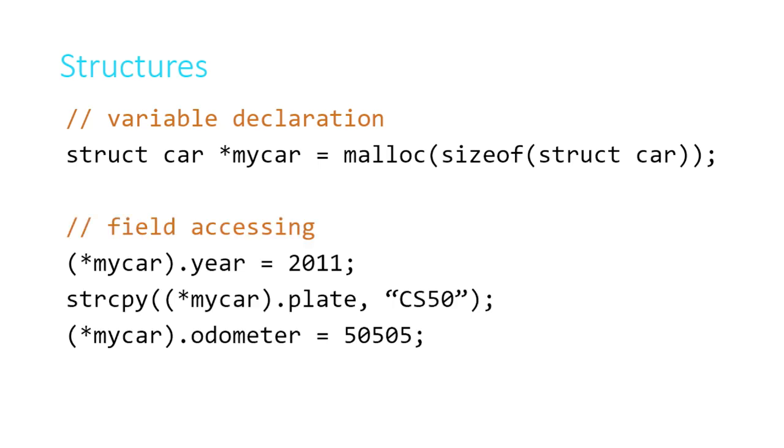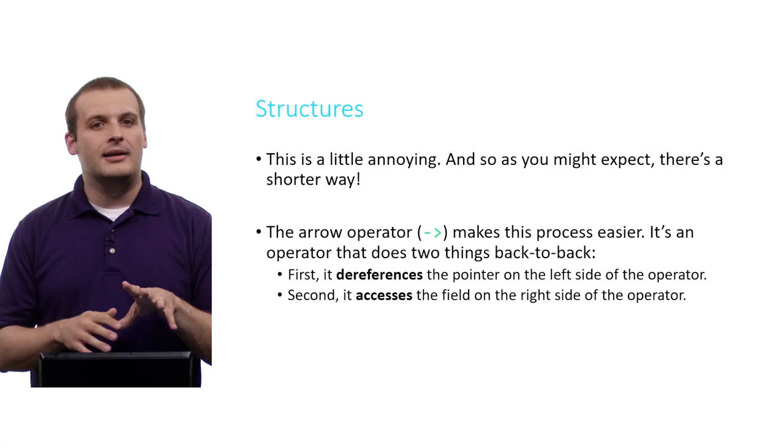And then I can access my fields by first dereferencing the pointer. And then once I've dereferenced the pointer, I can then use the dot operator to access the fields. Again, it's very similar to what we just saw, but the syntax here is a little cumbersome, right? Now we have extra parentheses, we have this star, we have this dot. Surely there's got to be an easier way.